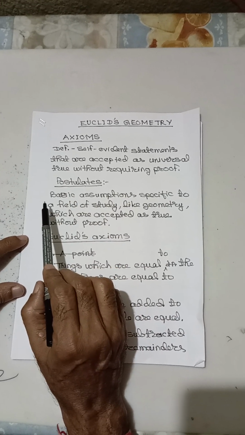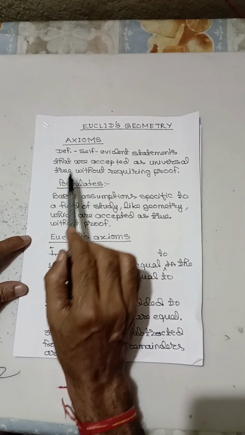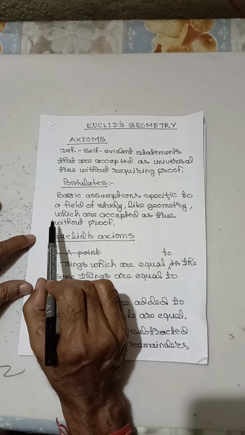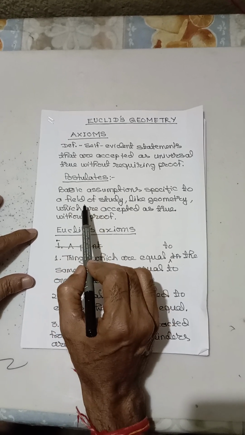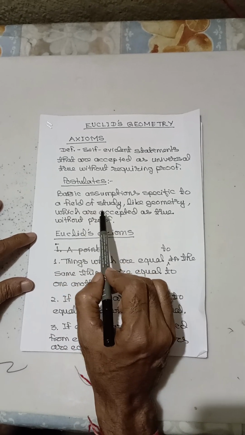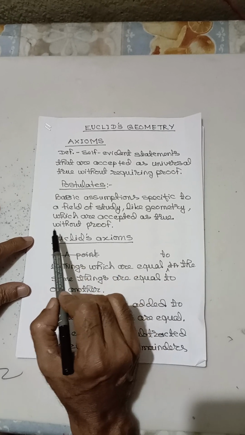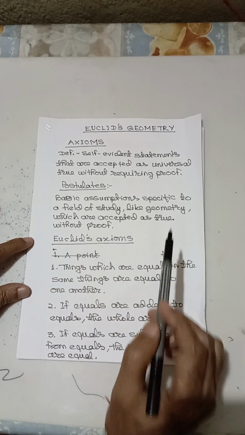Now we will come to the postulates. Actually, axioms and postulates are more or less the same thing, but postulates are specific to a field of study like geometry, which are accepted as true without proof.